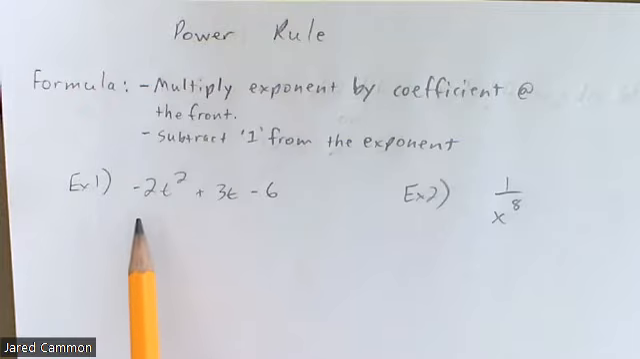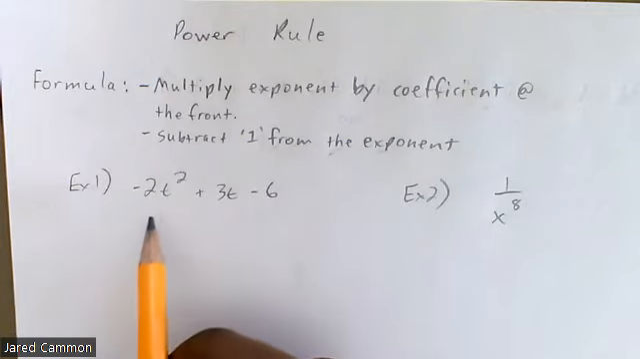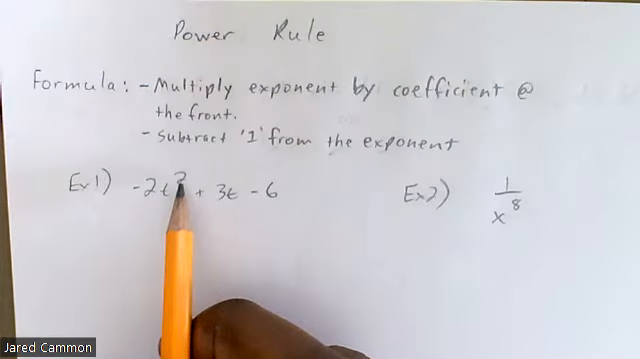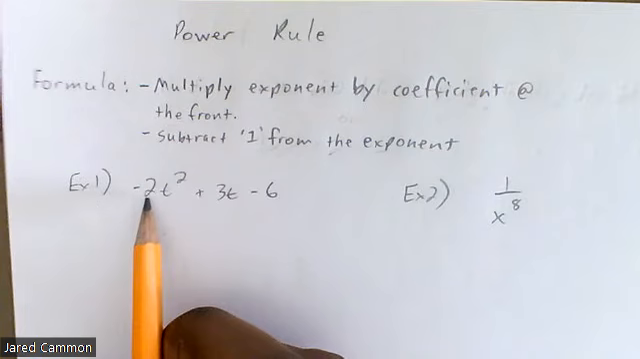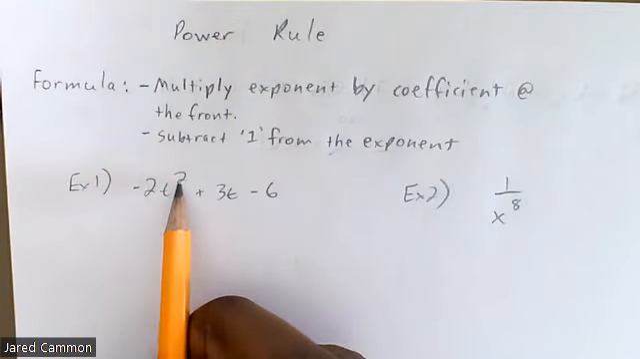Here's example 1. You see we actually have several different terms. So when you have a polynomial like this with several different terms, all you have to do is apply the power rule to each individual one. So let's go ahead and apply the power rule. We multiply the exponent by the coefficient at the front. So this is the number at the front. We're going to multiply the exponent.